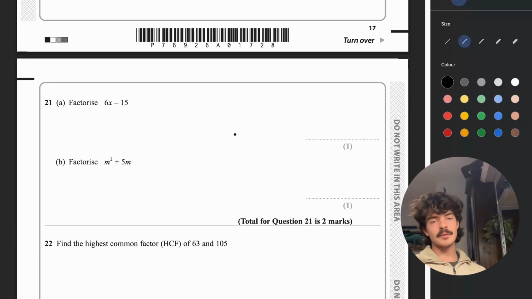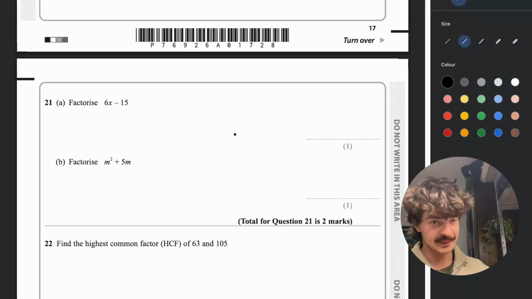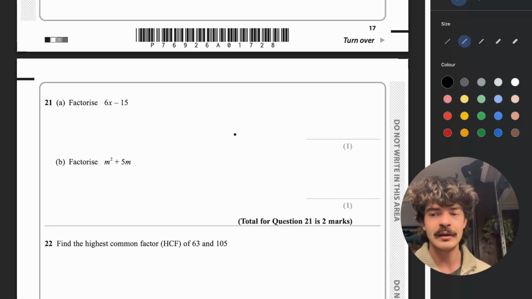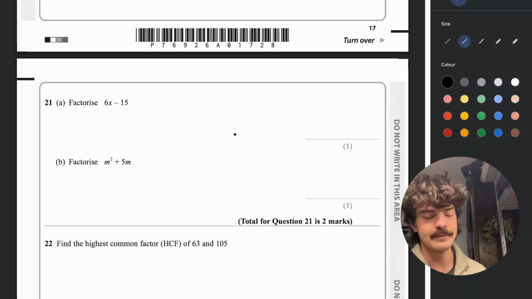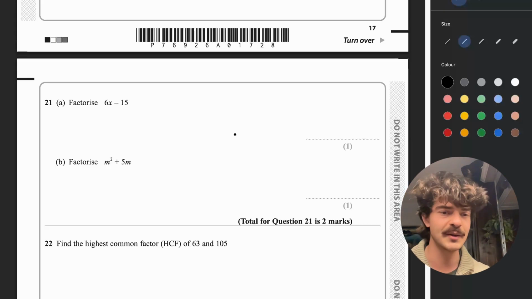Okay, question 21. Factorize 6x minus 15. So to do this, we want to figure out what number is similar between 6 and 15. What's the biggest number that goes into both 6 and 15? Well, that's going to be 3.